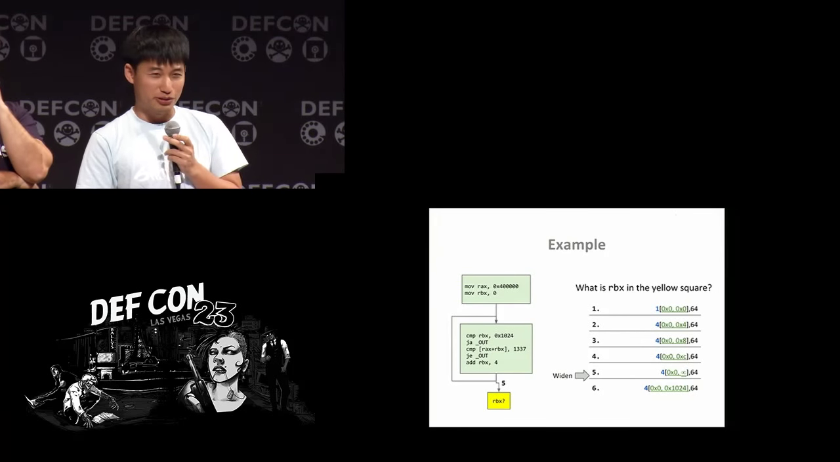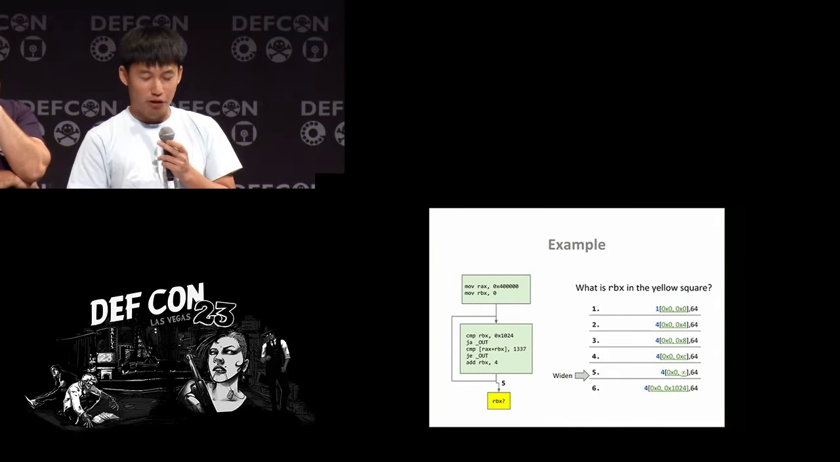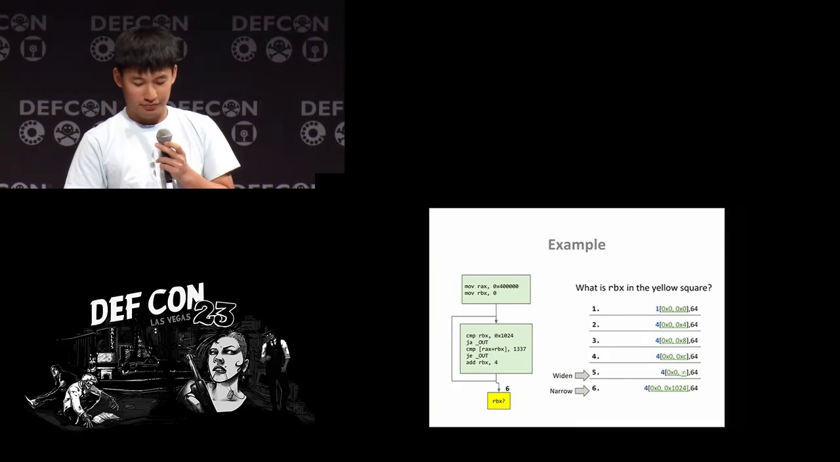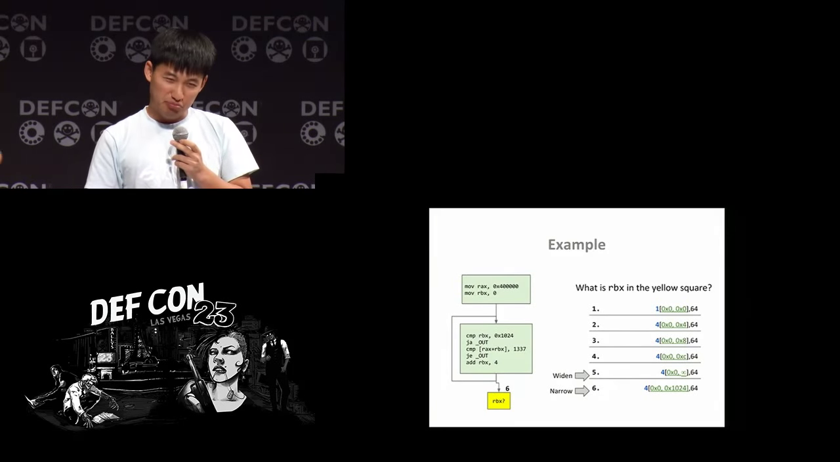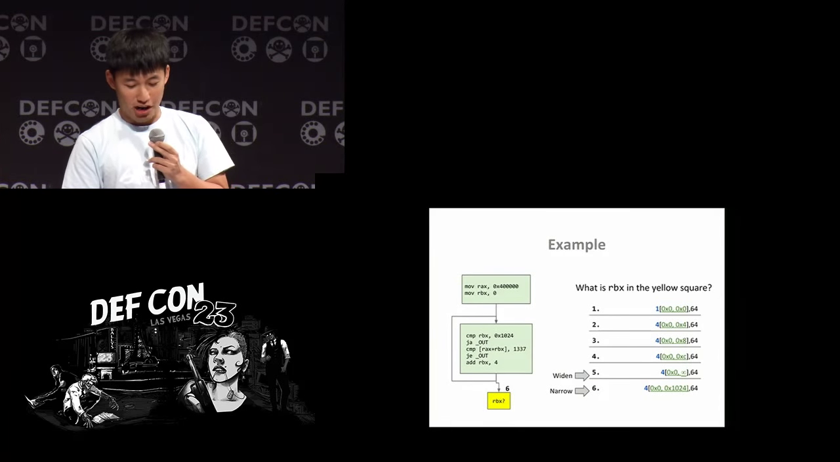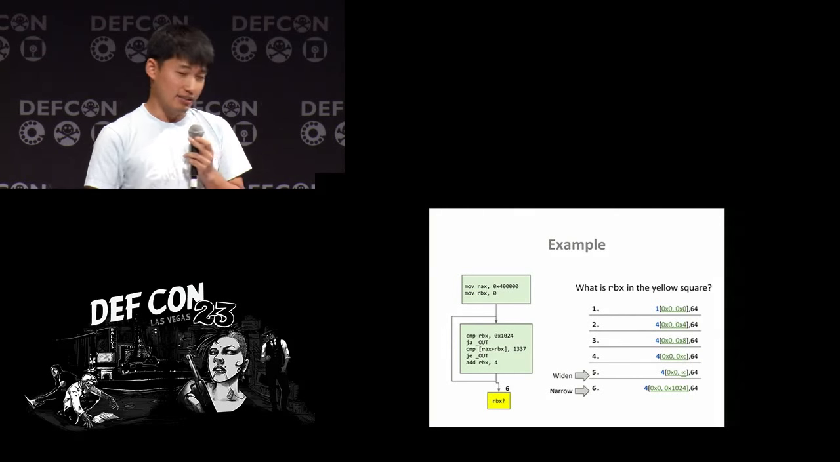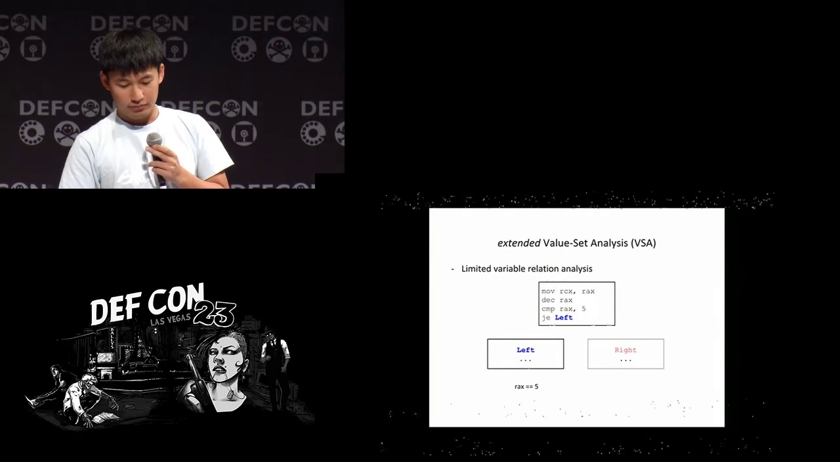What are we going to do? If the loop is looping forever, I will keep looping with it. No? We perform a widen, and then now we think, oh, RBX can be from 0 to infinite. After that, of course, from 0 to infinite is not accurate enough. We perform a narrowing. It becomes 0 to 1024 with a stride of 4. In this case, it's pretty accurate.